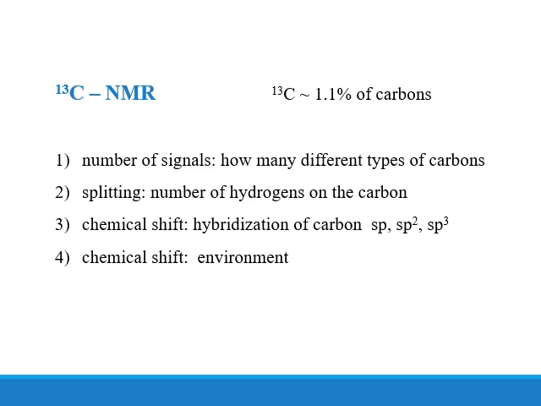So in addition to proton NMR, we have carbon NMR. For carbon NMR, from the number of signals, you can know how many different types of carbon you have in the structure. And from splitting, you can know the number of hydrogens on each carbon. In addition, from the chemical shift, you can know the hybridization of carbon, sp, sp2, or sp3, and you can recognize the environment of the carbon.